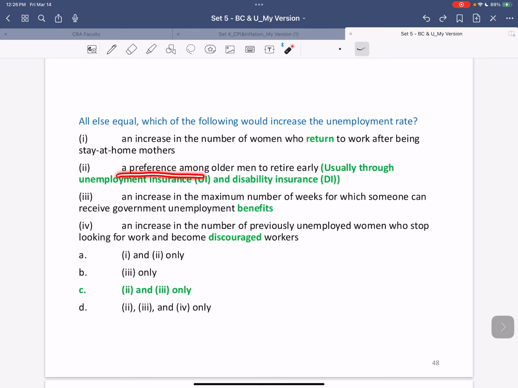Only if a preference among older men to retire early. This usually happens through the unemployment insurance or disability insurance. Additionally, an increase in the maximum number of the weeks for which someone can receive government unemployment benefits. So both of these could actually increase the unemployment rate.